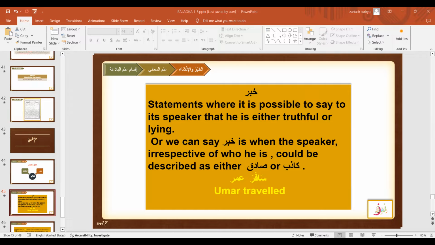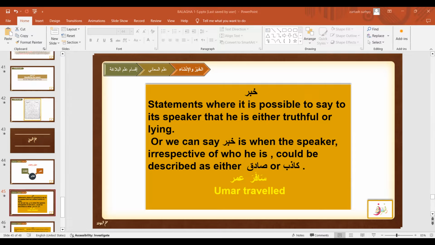So, as you can see in the example, Safara Umar, Umar traveled. If someone has told you that Umar has traveled, there is a possibility that you can say to him that you are lying or you are telling the truth. Yes, of course we can say that. We can say to him that, well, it is not sure whether you are giving us the true information or not. So in this sentence, there is a possibility of saying that this type of speech can be true or it can be false, and this is called a khabar.